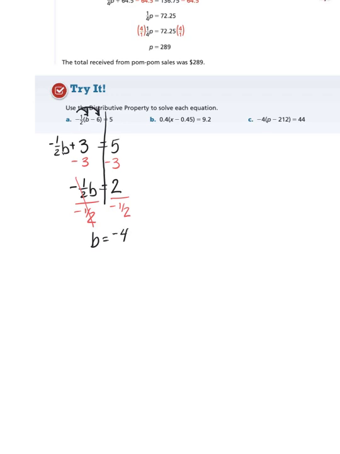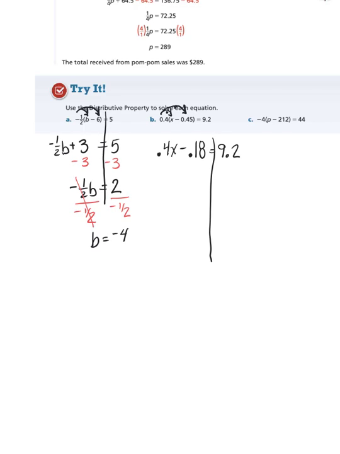All right, let's try the next one. Yep, it's a decimal. That's all right. We all have calculators. I'm not expecting you to do it in your head. Multiply it. Okay, 0.4 times x. Well, 0.4x minus 0.4 times -0.45 would be negative, because it's a negative and a positive, 0.18 equals 9.2. Draw your line down.